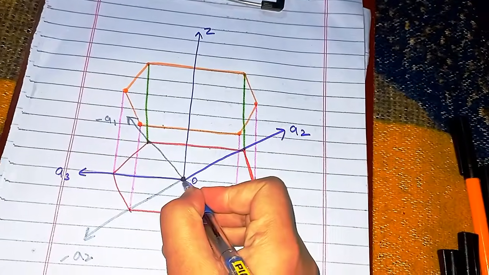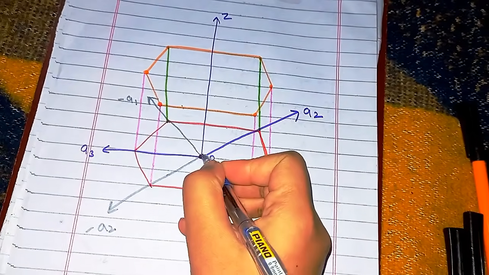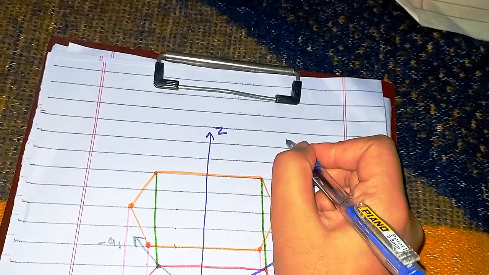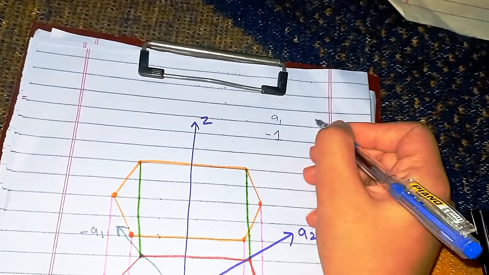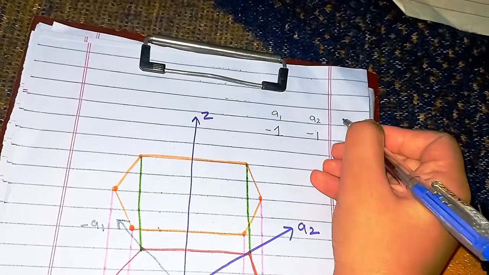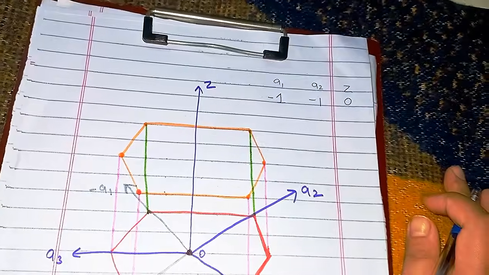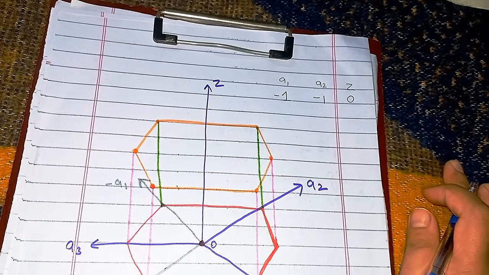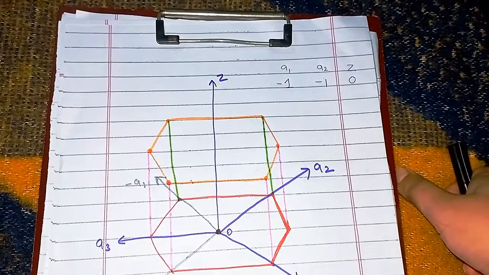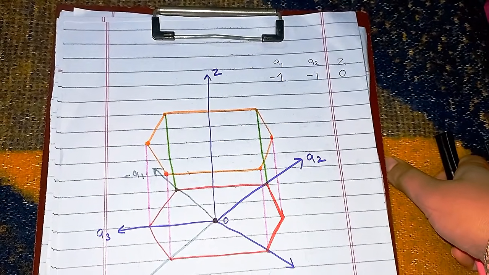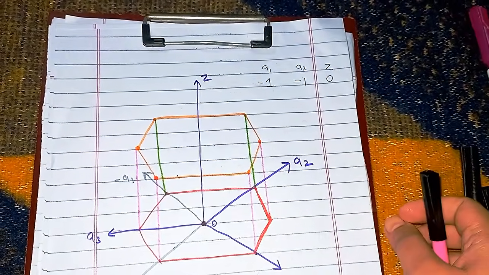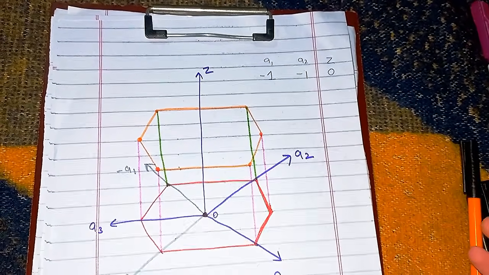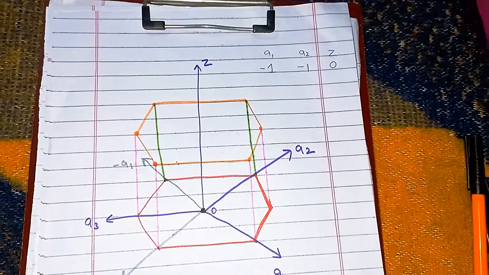So this is the tail of our direction at origin. Now let's draw the head. Let's find out the head point, which will be at -1 for A1, -1 for A2, and Z is 0. And what do coordinates mean? Coordinates tell us the location of the point, like how much motion along A1, A2, and Z directions we have to move to reach that point. So they tell you the location.